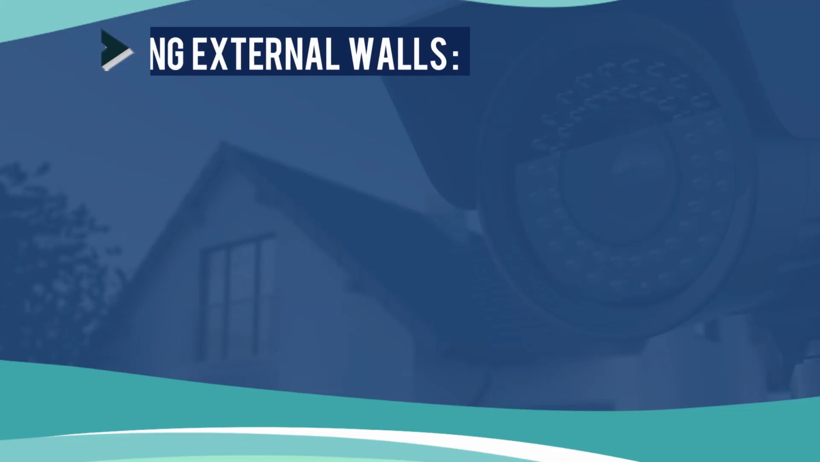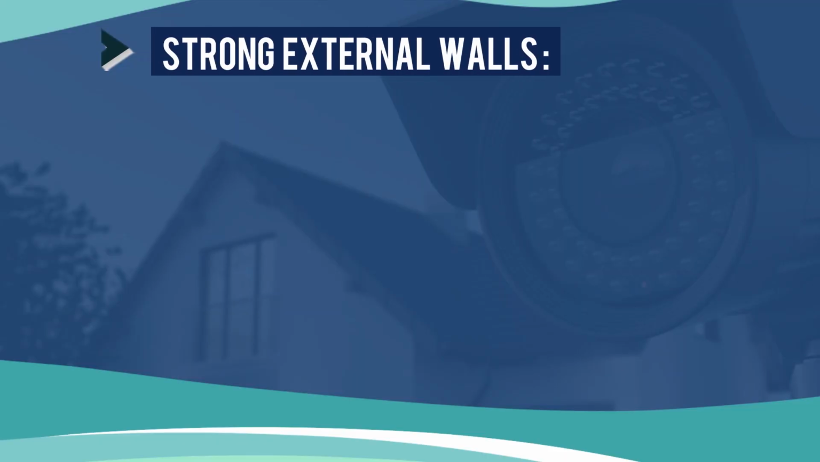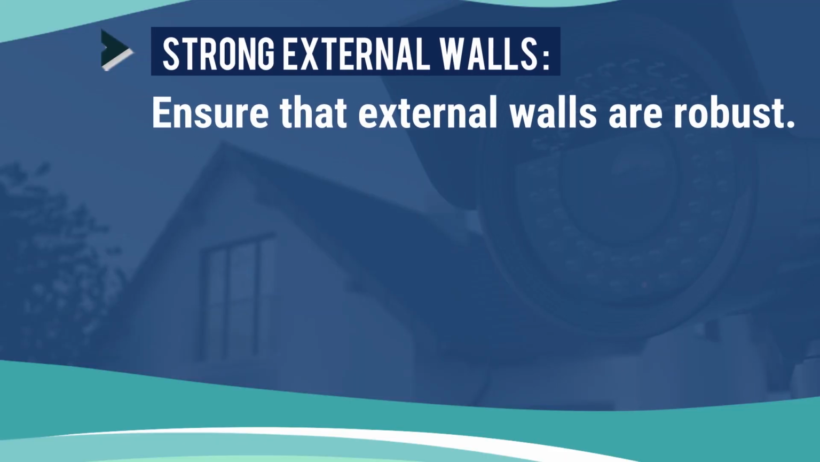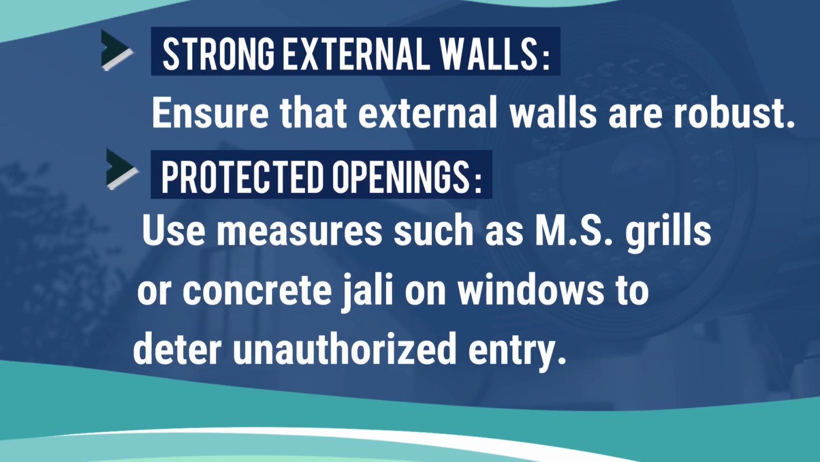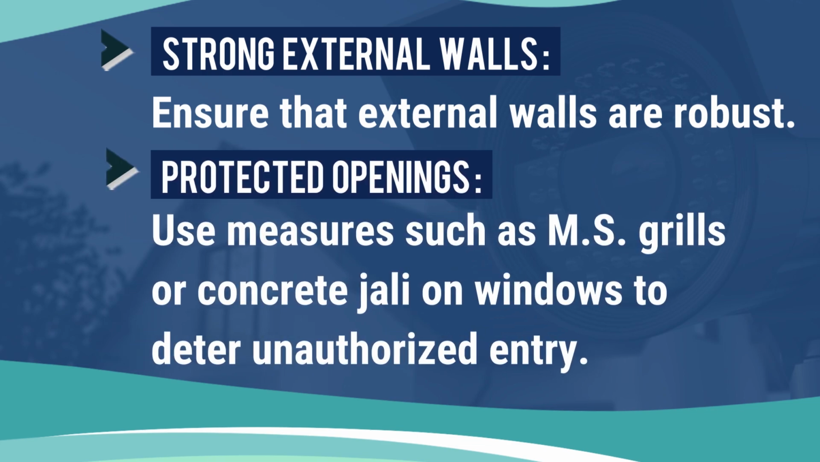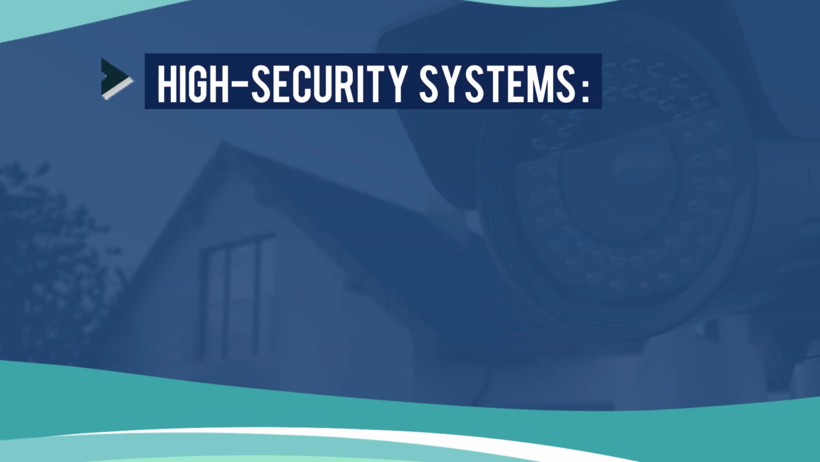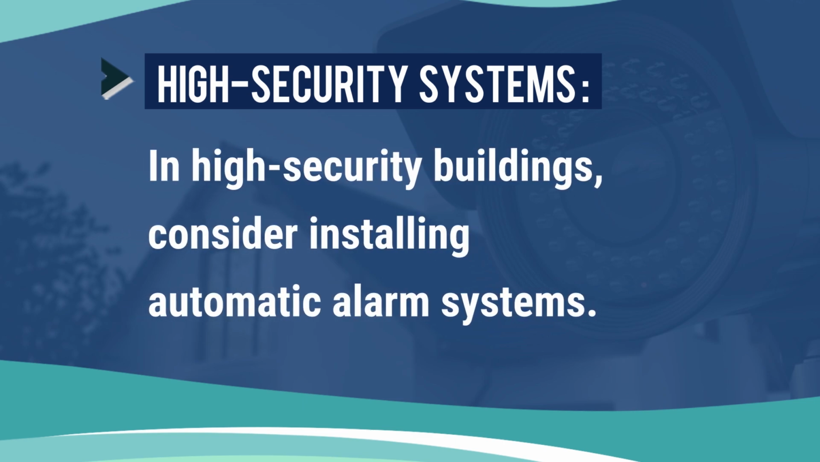To enhance the security of a building, strong external walls should be provided to ensure that the external walls are robust. Then the protected openings: use measures like MS grills or concrete jali on windows to deter unauthorized entry. Then the high security systems. In high security buildings, consider installing automatic alarm systems or cameras.